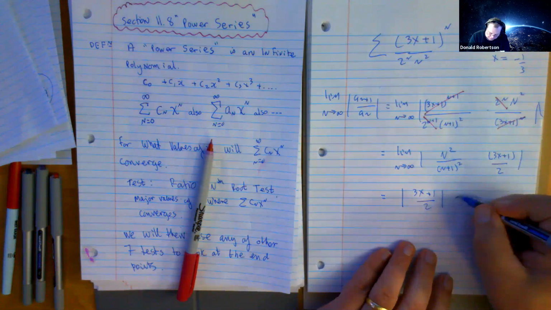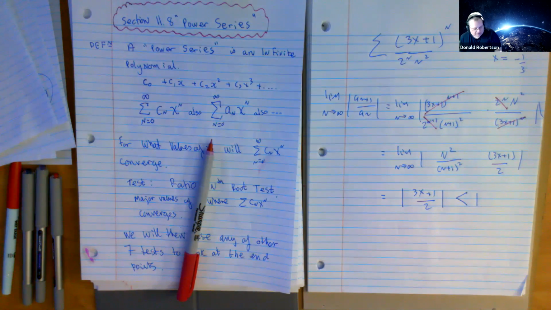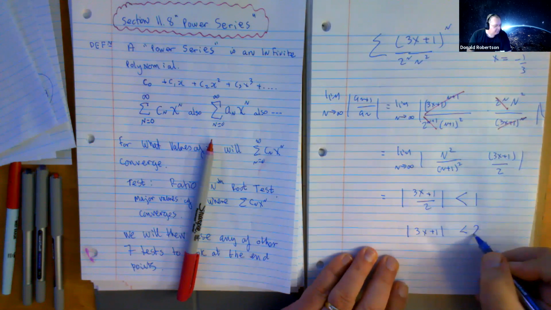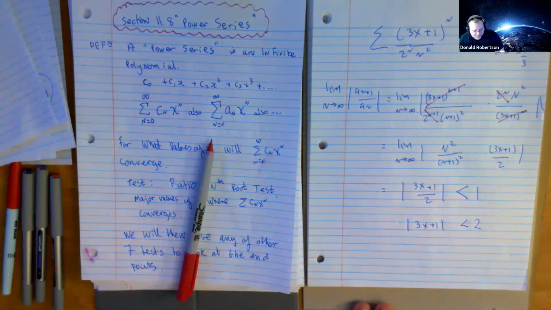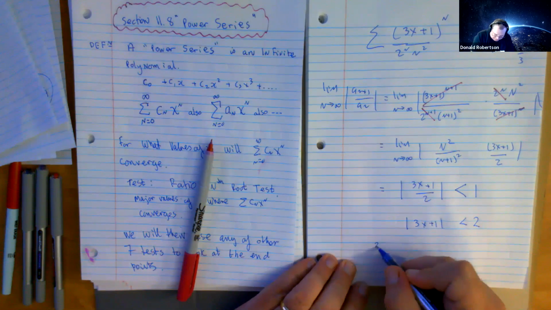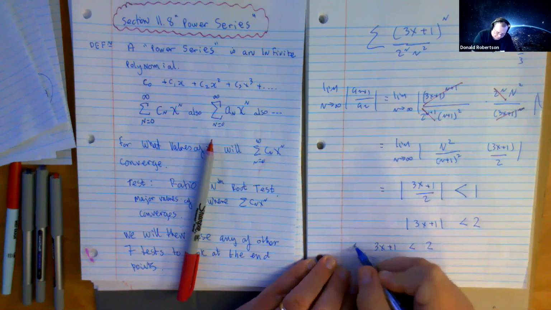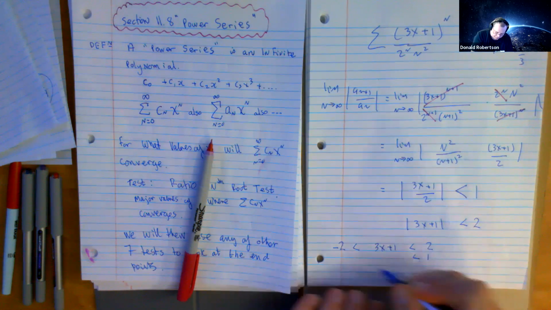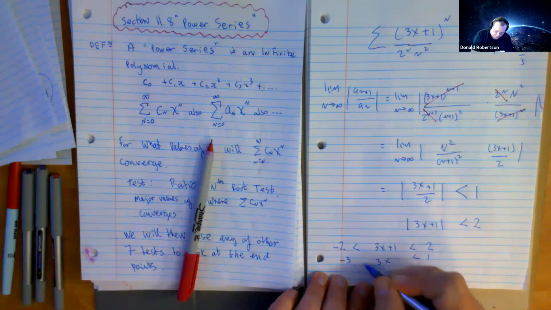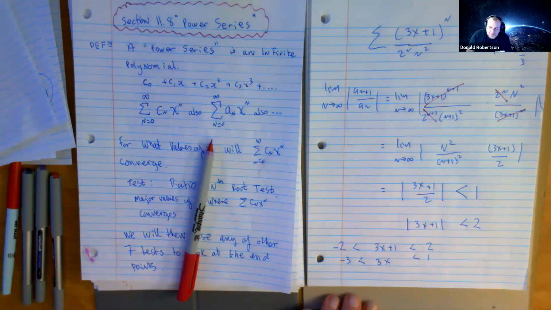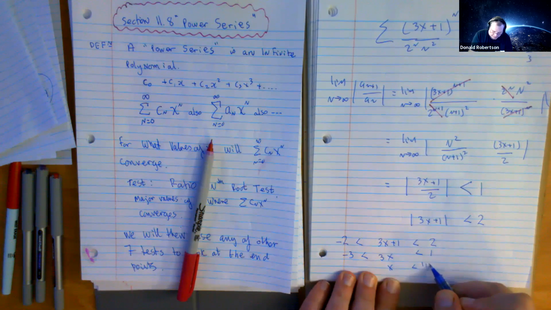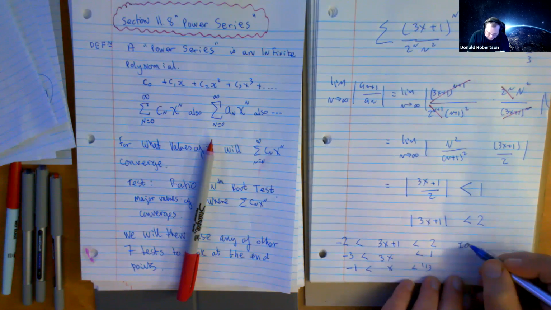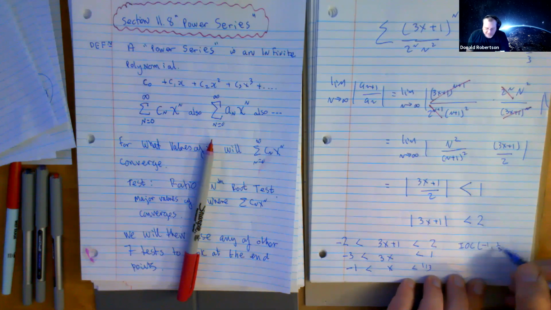Now for it to converge, that has to be true. This one's got a little bit more work. Multiply both sides by 2. As long as it's positive, you could get away with it. That becomes that guy. Subtract 1 from both sides. You get that. Divide both sides by 3. So the interval of convergence is that.